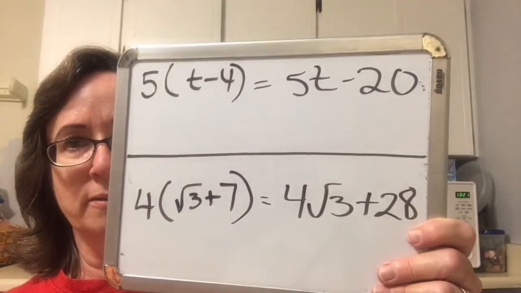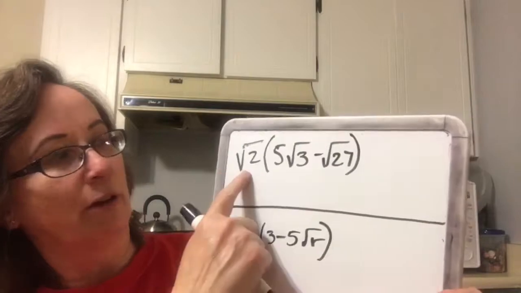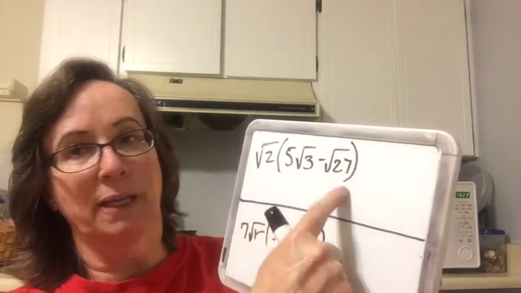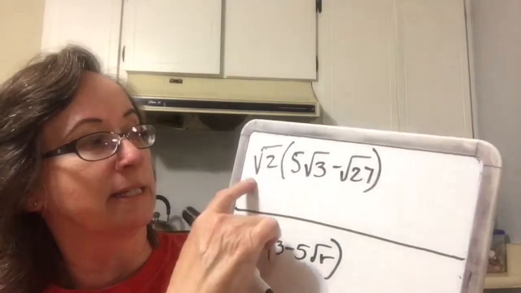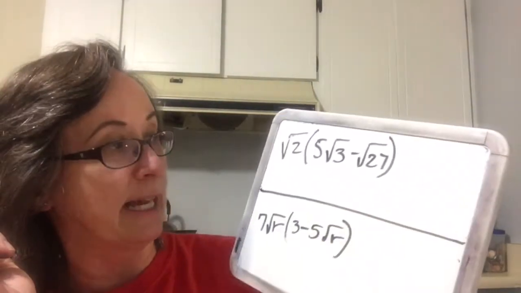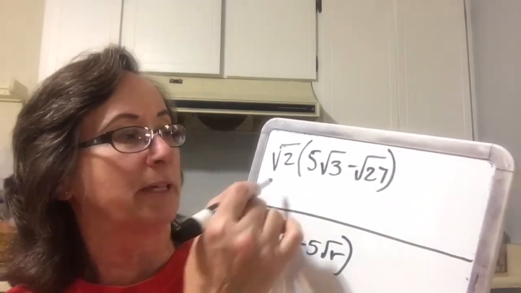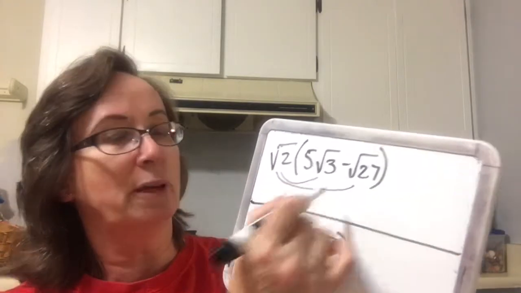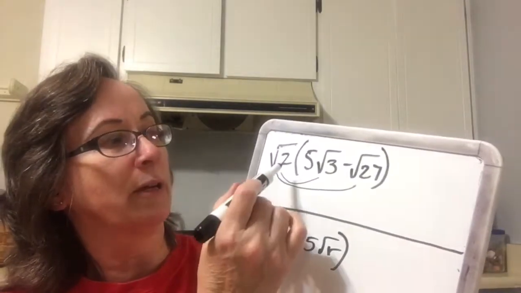Not much to those. Okay, so on this one, we've got a square root of 2 being distributed. Now we look carefully, because this is a square root, square root, square root. As long as they have the same index, then we can multiply them together. So I'm going to distribute each one of these through.